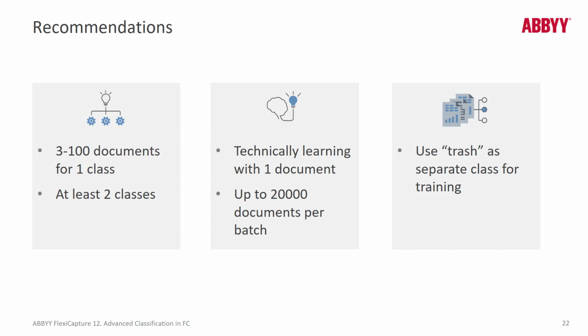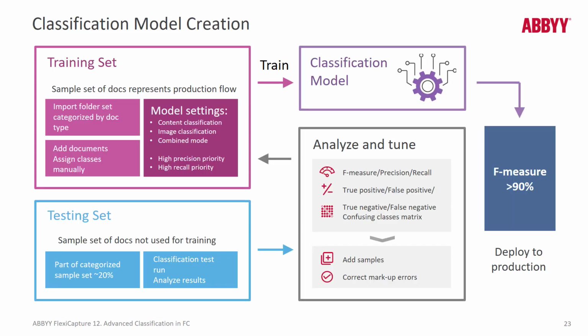And you might want to set up a trash class for your outliers and train those documents that are not targeted to be recognized as trash, and they could be disposed of later on. When you set up a classification training batch, you bring in representative documents and you set things such as whether or not you want to do text classification or image classification, a combination of both, and you set either high precision or high recall or a setting in between those.